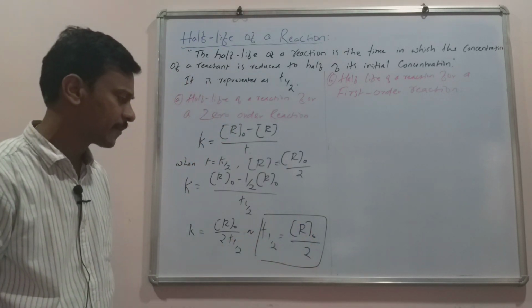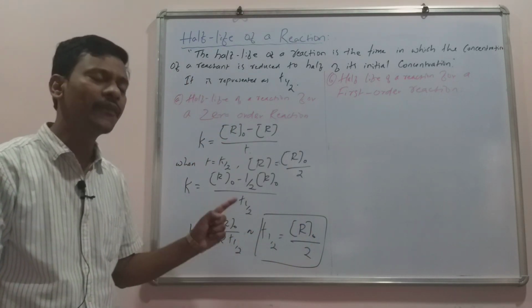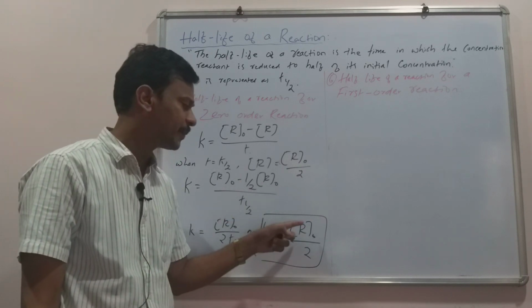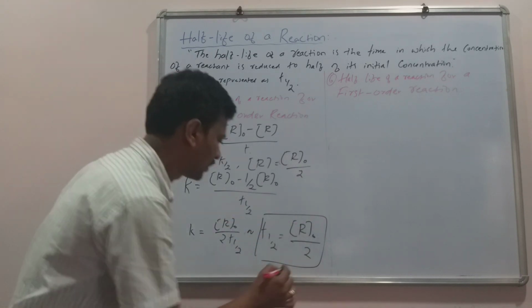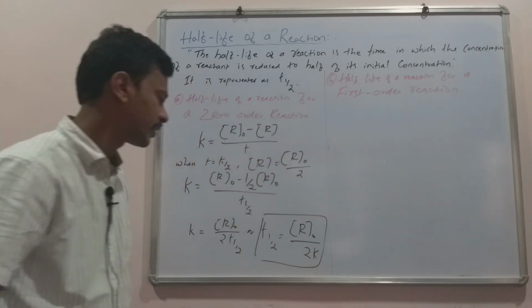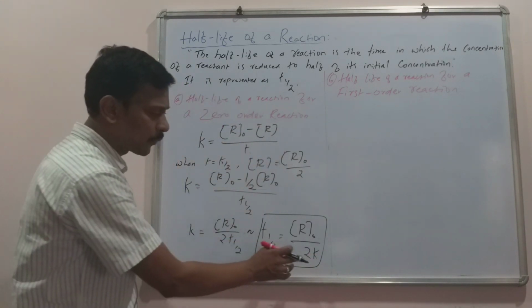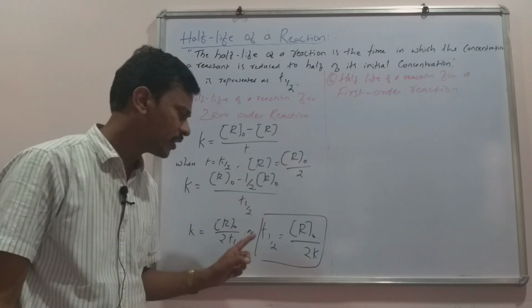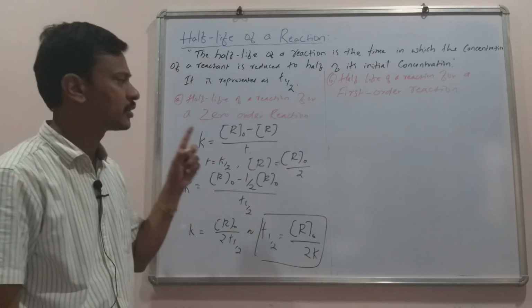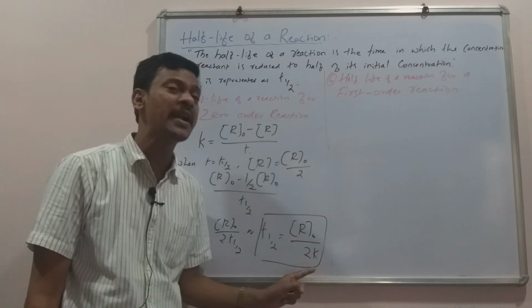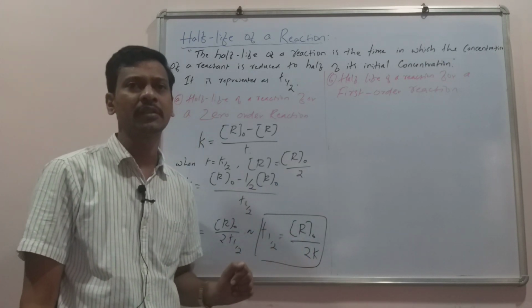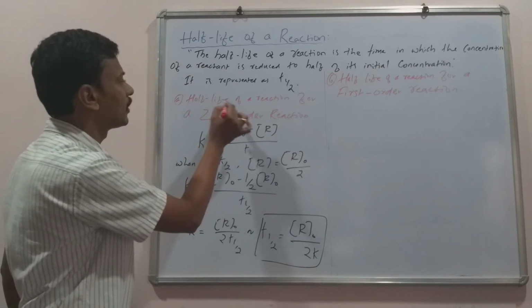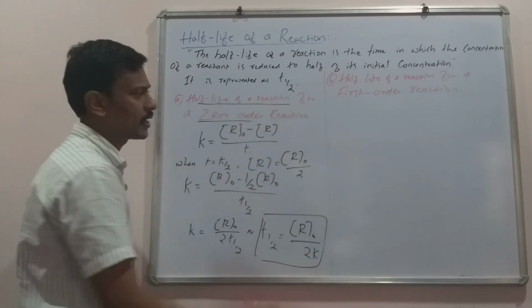What it indicates is that the half-life period of a zero order reaction is directly proportional to initial concentration and inversely proportional to the rate constant of the reaction. Please remember one point: the half-life of a zero order reaction depends on initial concentration. That means it is directly proportional to initial concentration. This is about the half-life period of a zero order reaction.